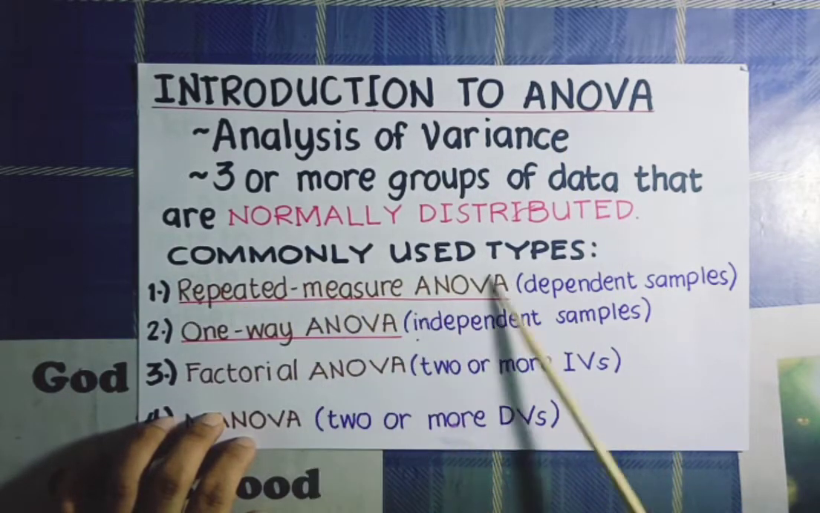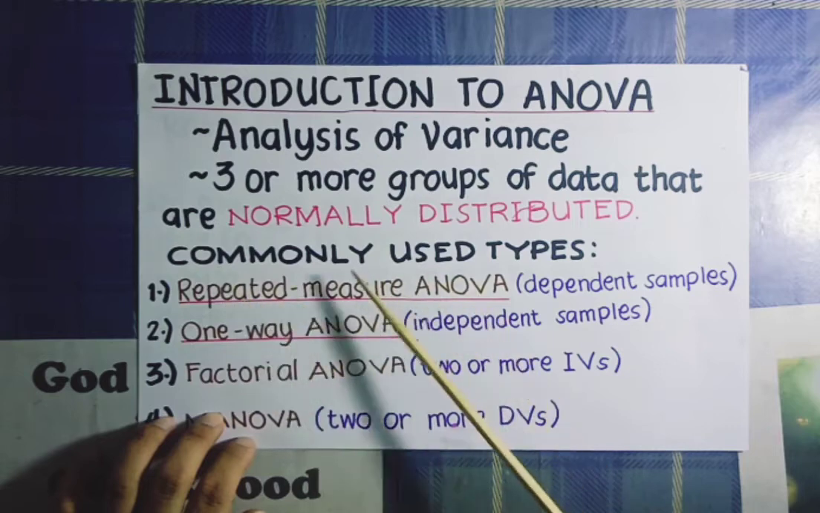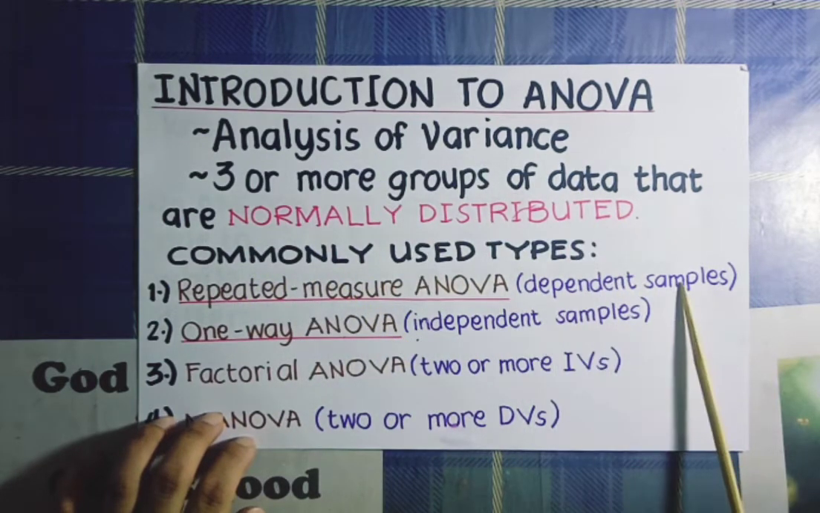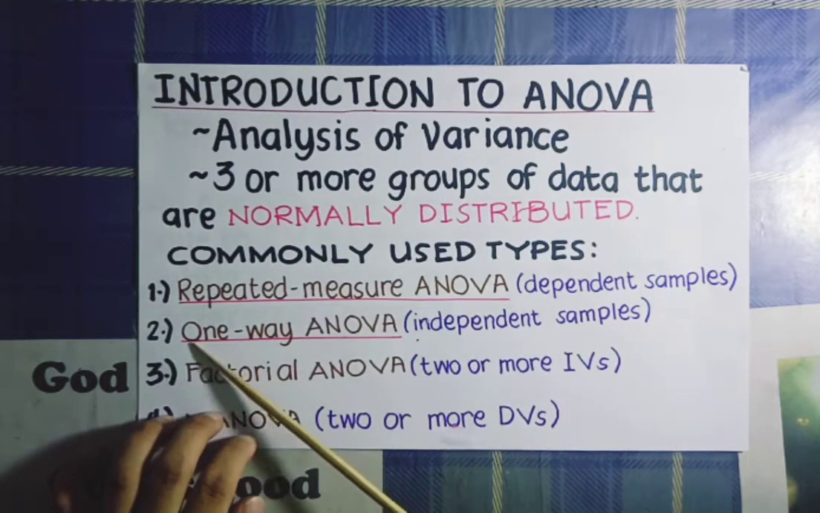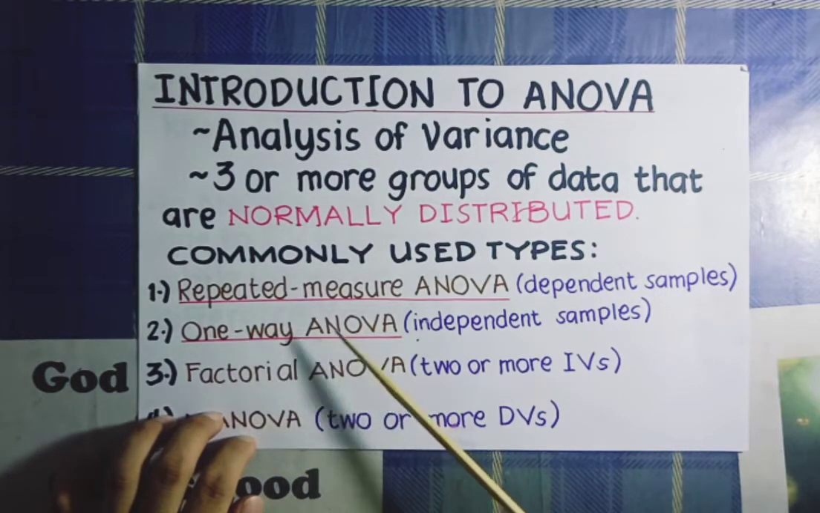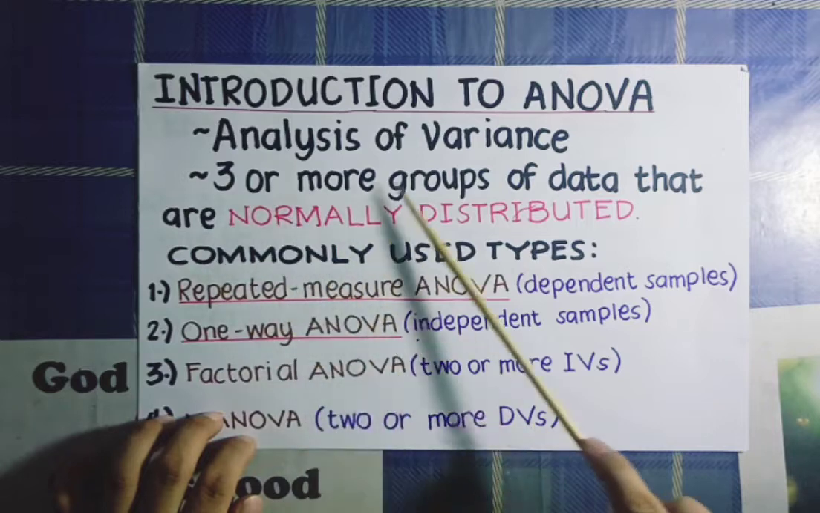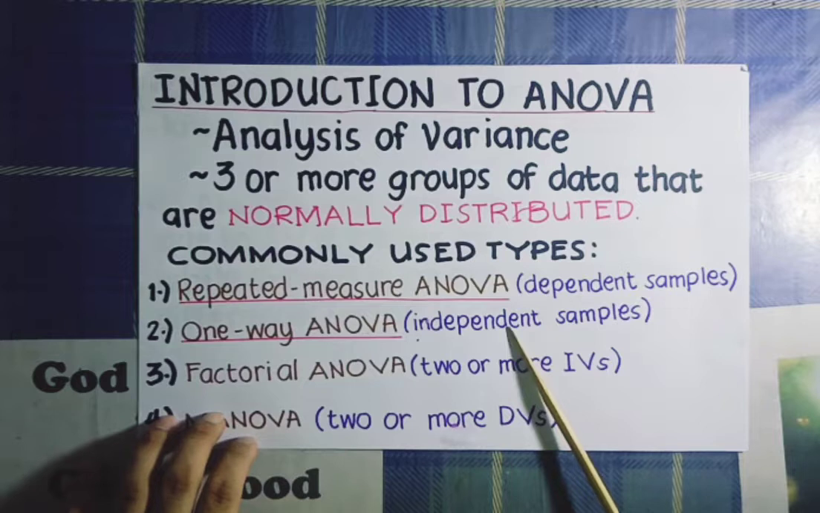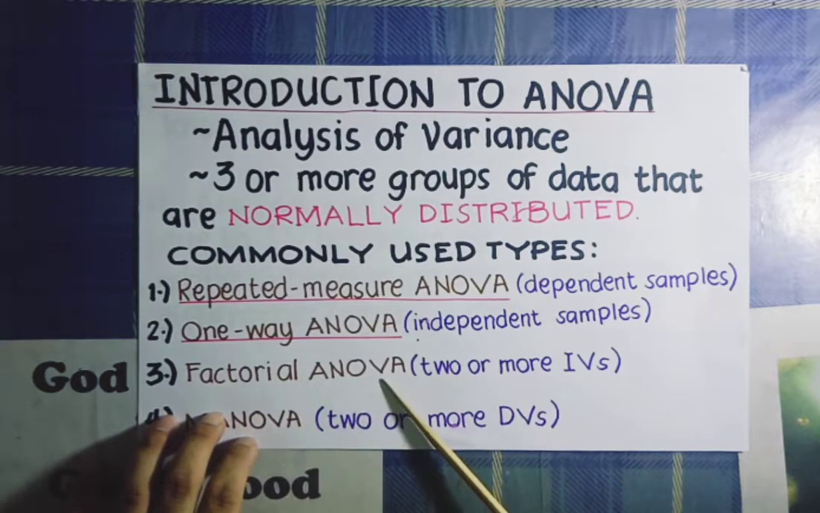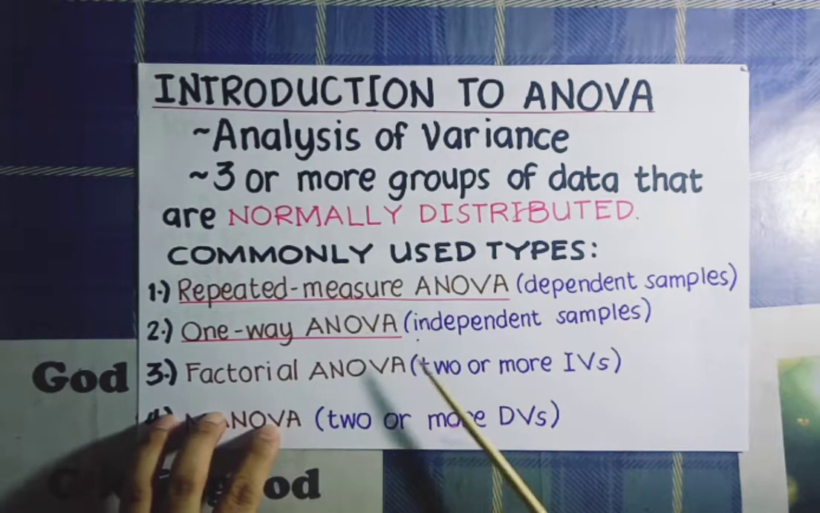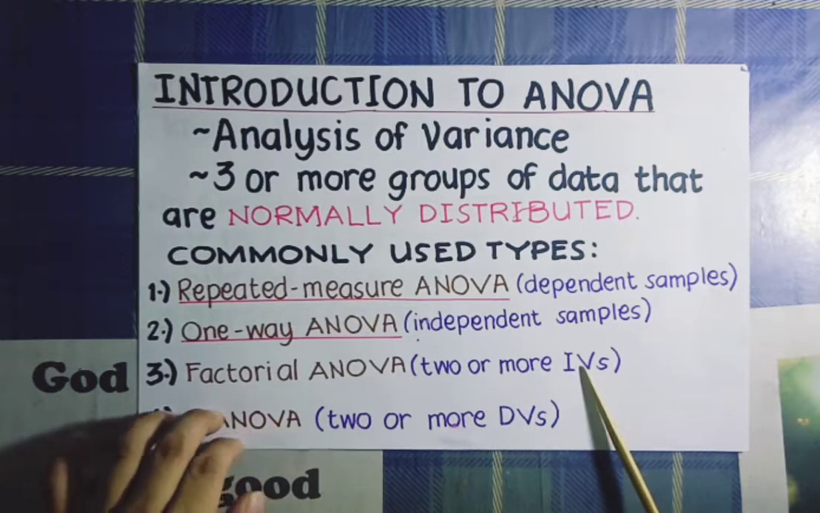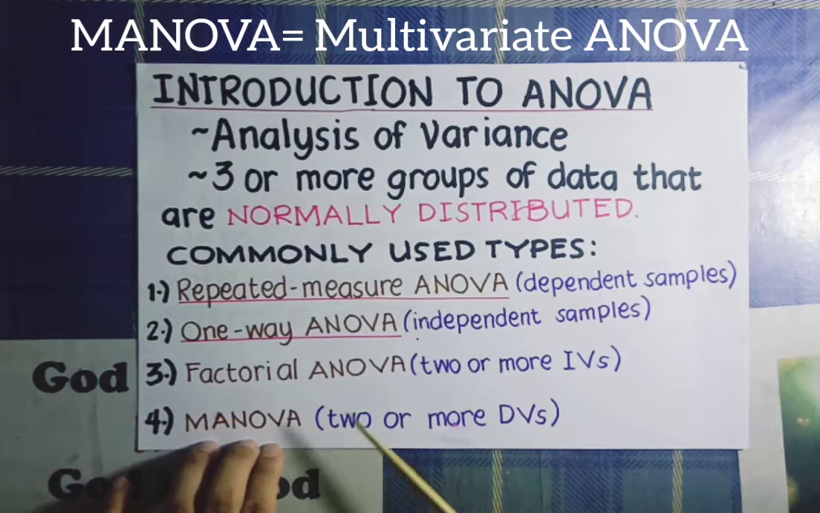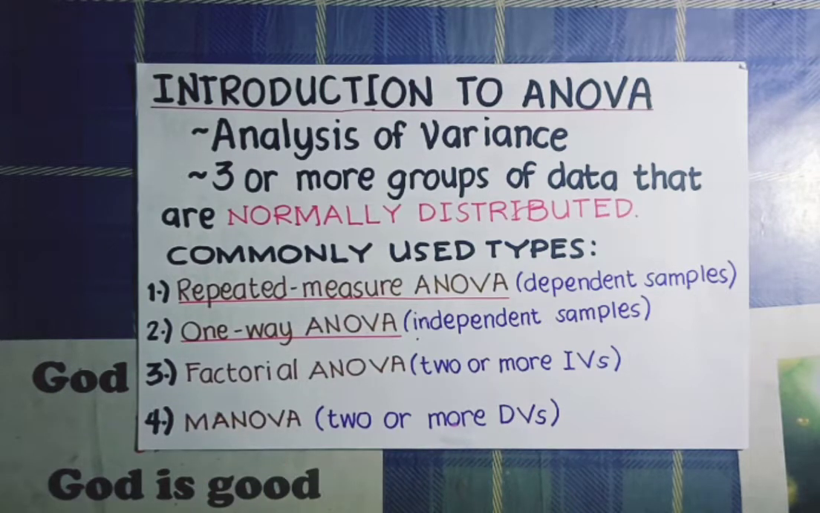measures ANOVA. The repeated measures ANOVA can actually be used if we have three or more groups of data that came from dependent samples. We also have here the one-way ANOVA. A one-way ANOVA can actually be used if we have three or more groups of data that came from independent samples. We also have here the factorial ANOVA, which can be used if we have two or more independent variables. And we also have here the MANOVA, which can be used if we have two or more dependent variables.